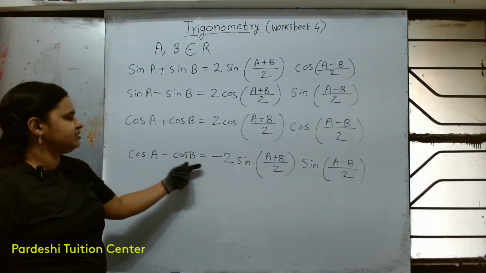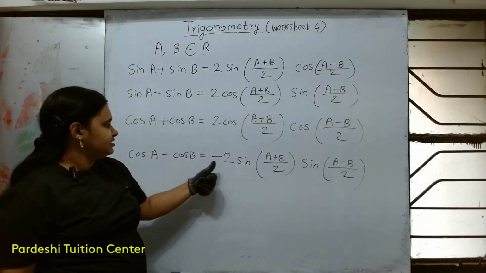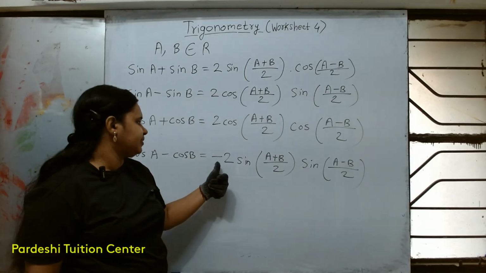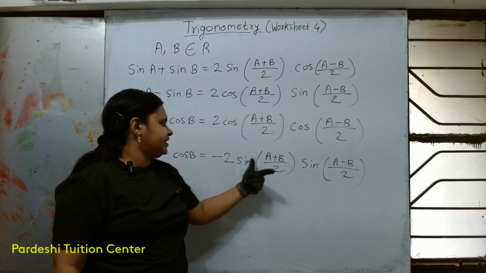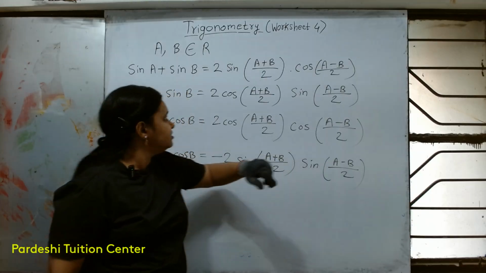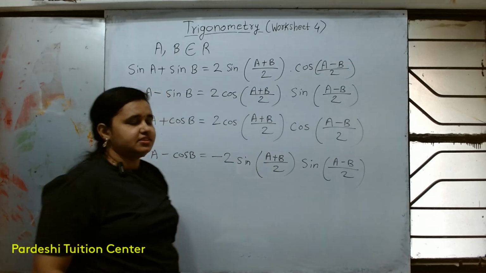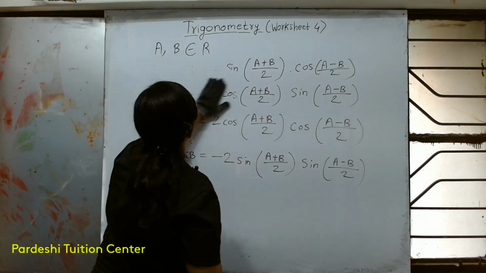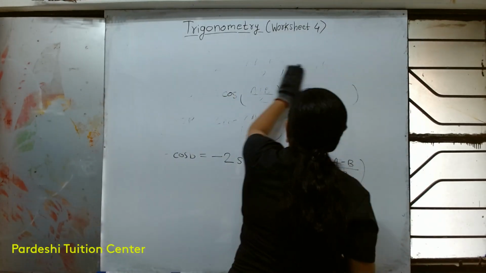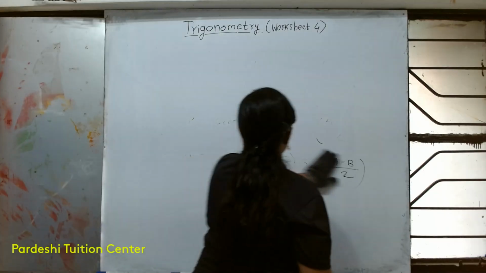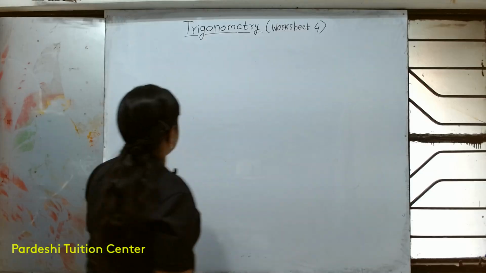Now for cos A minus cos B, here it is minus. You have to just remember this minus. In the formula of cos A minus cos B, it is minus 2 sin, and there are two sines, sin (A plus B)/2 and sin (A minus B)/2. Okay, sin cos, cos sin, and for cos, cos cos, sin sin. These were the most important formulas.